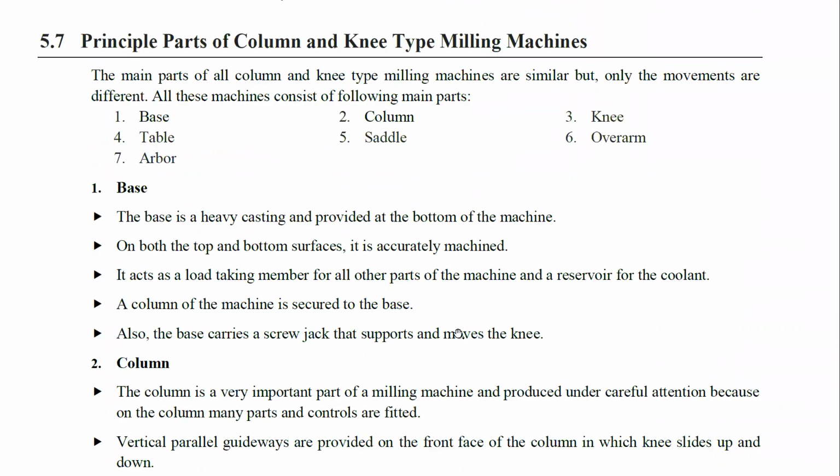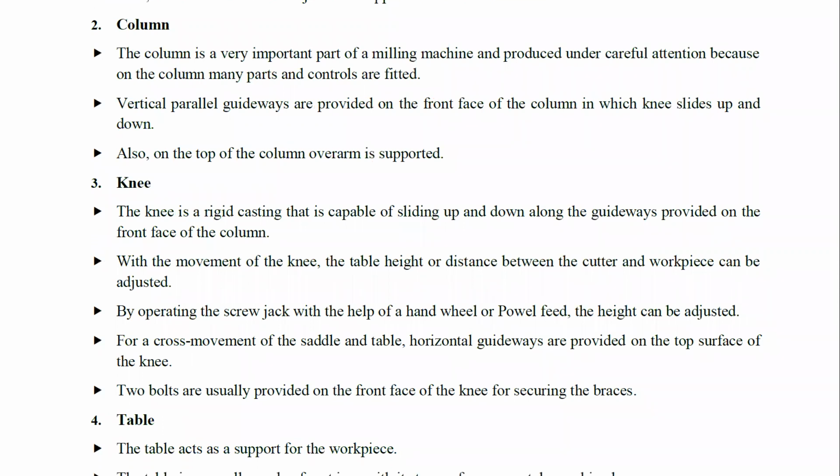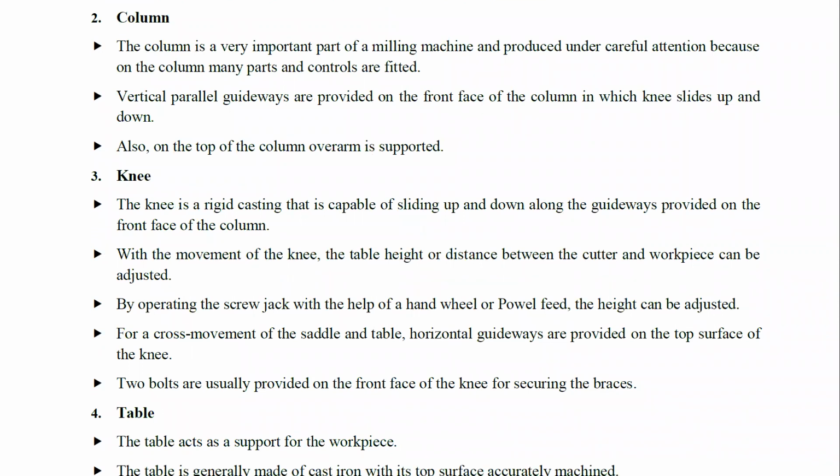The column is a very important part of the milling machine and is produced under careful attention, because many parts and controls are fitted on the column. Vertical parallel guideways are provided on the front face of the column, in which the knee slides up and down. Also, on the top of the column, the overarm is supported.